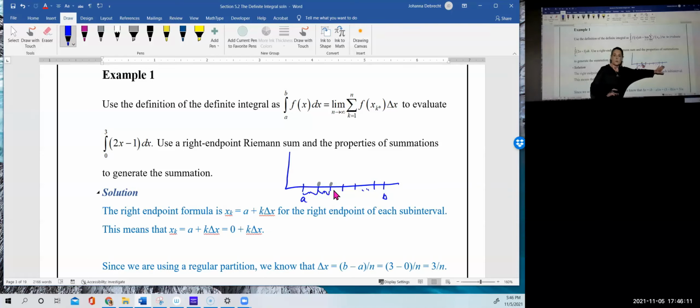So we're subdividing the region from a to b into little partitions. And the right endpoint of each partition we're calling x sub k. The formula for x sub k starts with a, the leftmost endpoint, and we add k delta x, because each of these little divisions here is delta x. This means that our formula for this particular integral, since a is 0, is going to be 0 plus k delta x, or just k delta x.